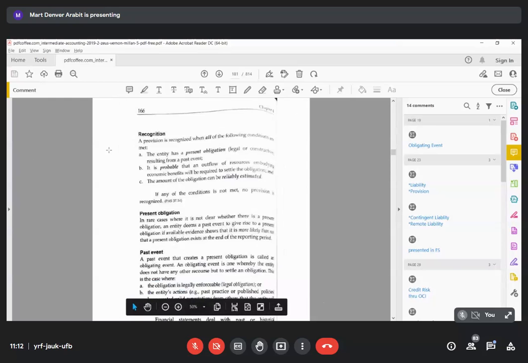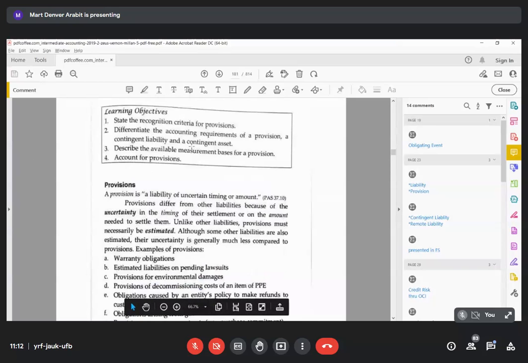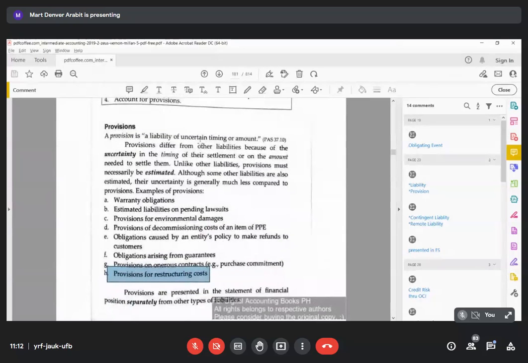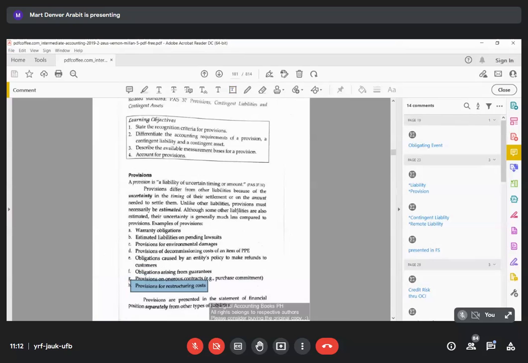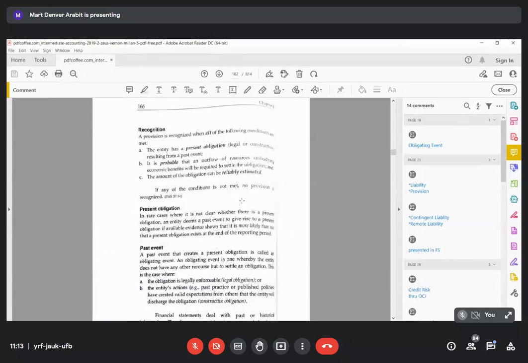Okay, so next page. So provisions are presented in the statement of financial position separately from the other liabilities. Okay, wait. A provision is recognized when all of the following conditions are met. So the first is the entity has a present obligation, so both legal or constructive. This is also the same with the requirement upon recognition of liabilities naman.